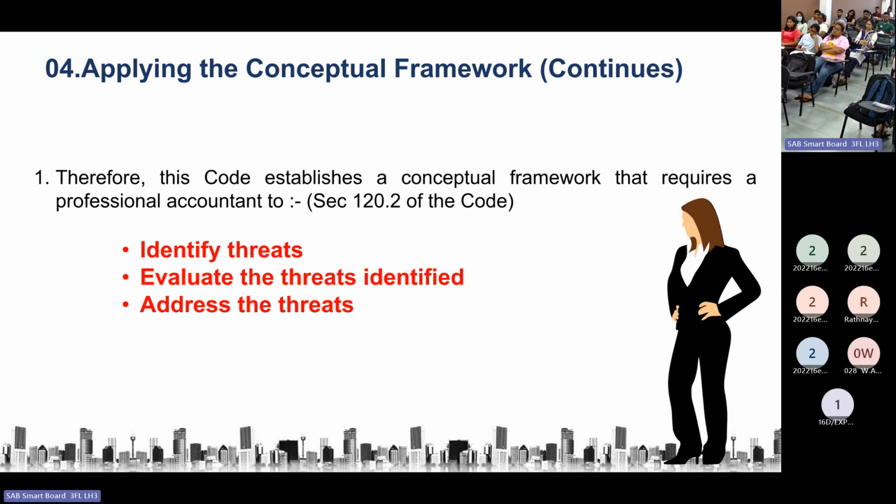The first step is you need to identify the threat. You need to identify the issue. What kind of issue is there? Management is saying you need to increase the profit. So that is the issue. That is the business issue. That is the first step. Identify the issue.